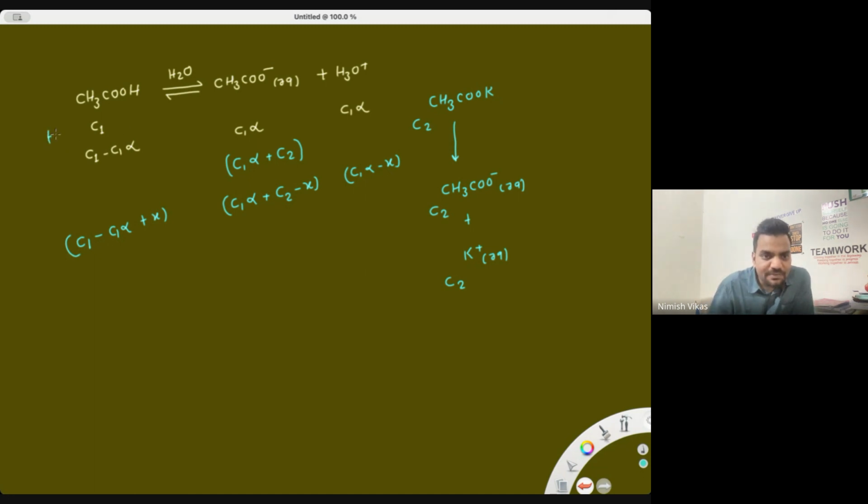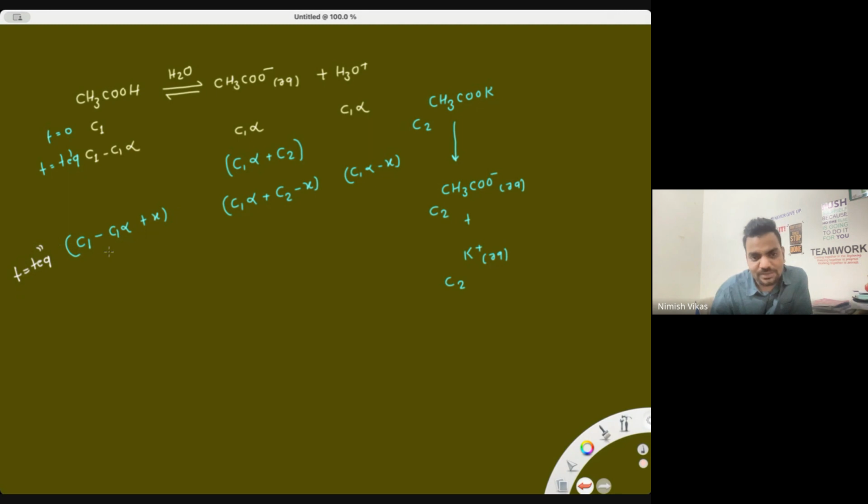So this was time t equal to 0. This was when equilibrium was established the first time: C1 minus C1 alpha, C1 alpha, and C1 alpha. Then again equilibrium got disturbed when C2 mole per liter acetate ion came from outside. Then to re-achieve the equilibrium, the reaction got shifted to the backside. And again equilibrium got re-established.